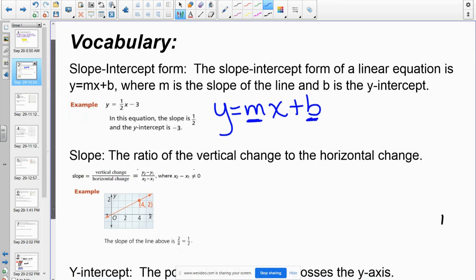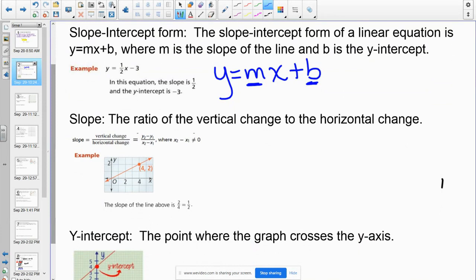It might help to understand slope a little bit more. Slope is the ratio of the vertical change to the horizontal change. So how much a line changes vertically versus how much it changes horizontally. That is like the slope of a roof. If you're thinking about a house, this is important to people that are building houses. This slope is how much it vertically changes or how much it horizontally changes.